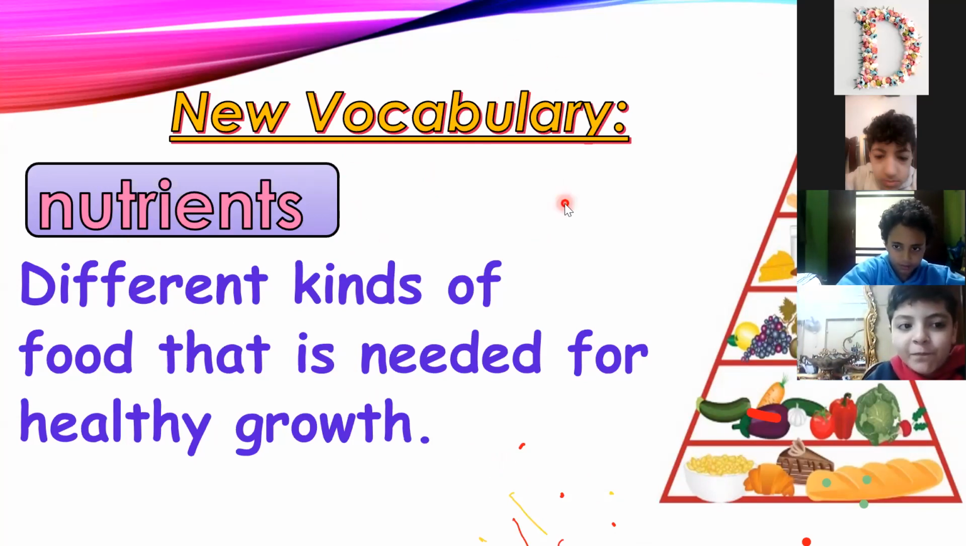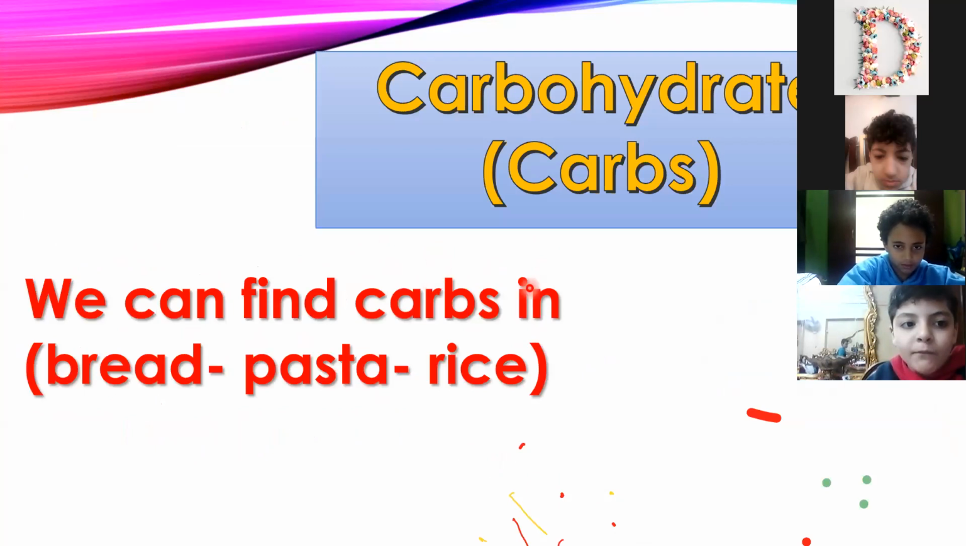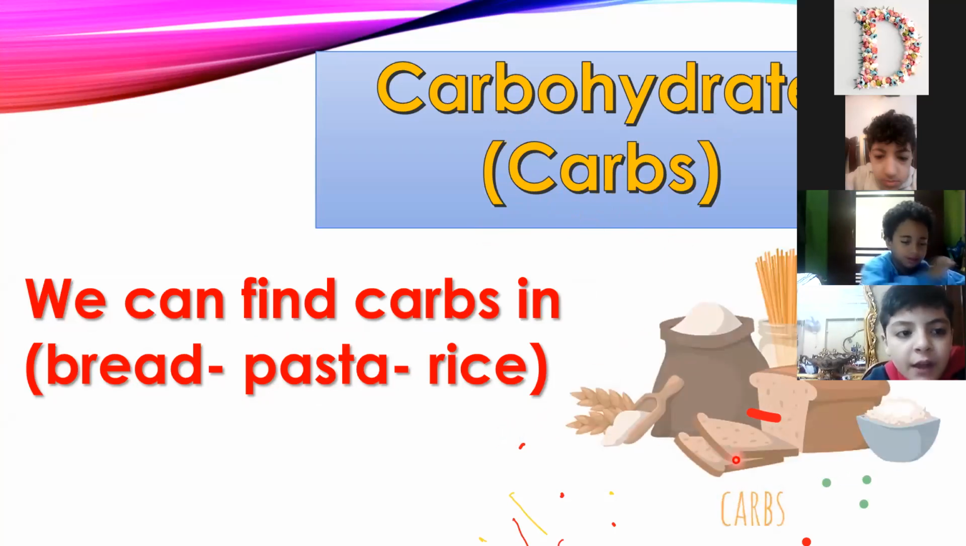Next. The second word is carbohydrate, or carbs. The same meaning. We can find carbs in bread, pasta, or rice. A carbohydrate is a substance or nutrient which we can find in bread, pasta, or rice. So these foods contain carbs. Next.